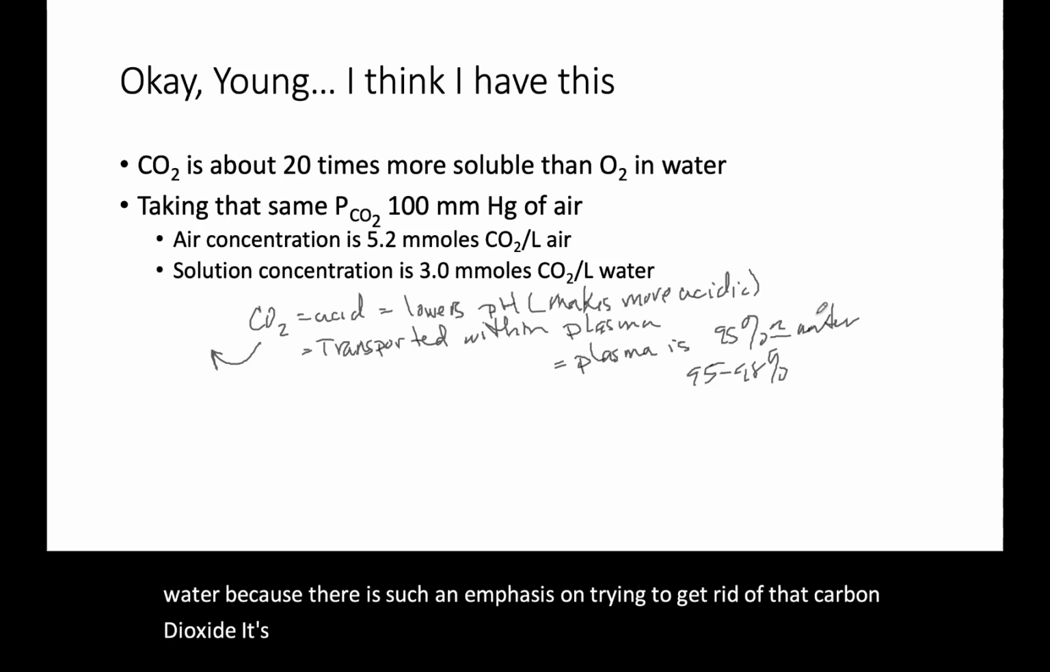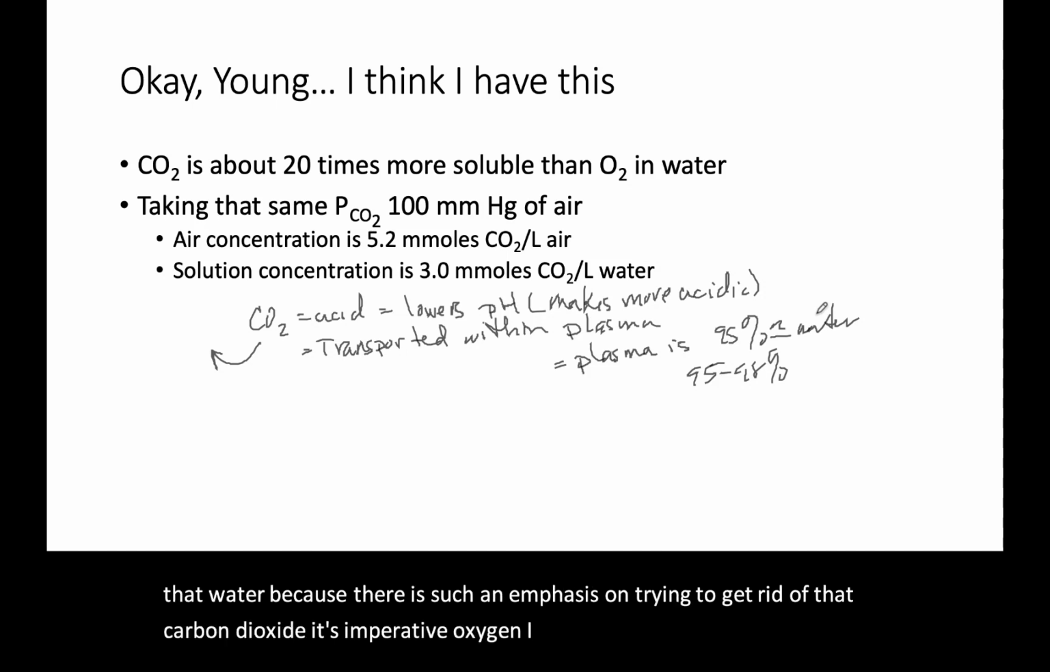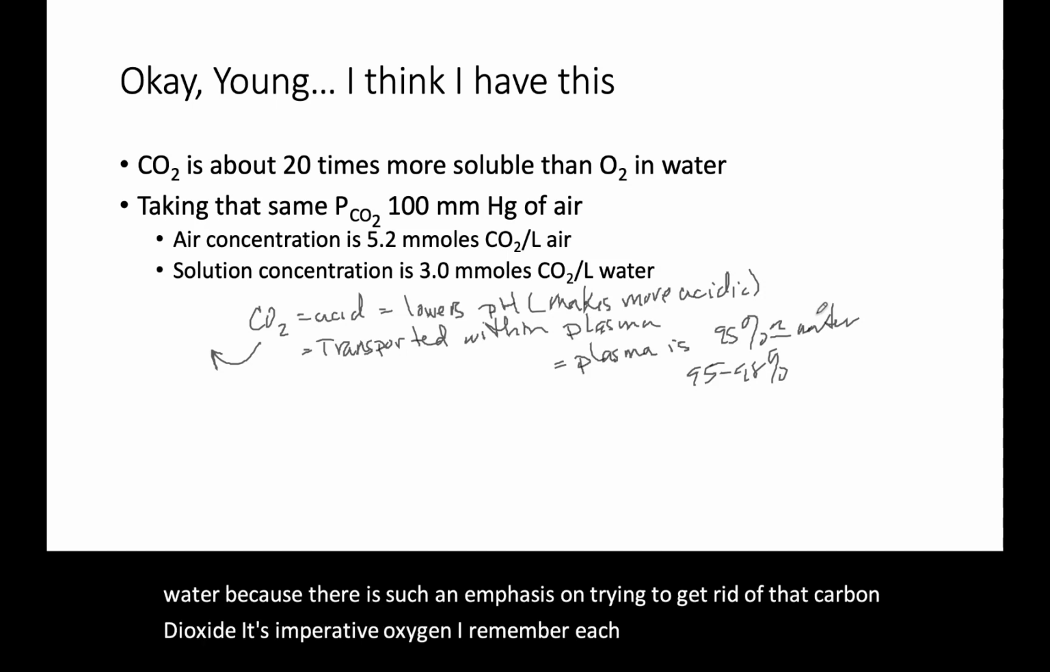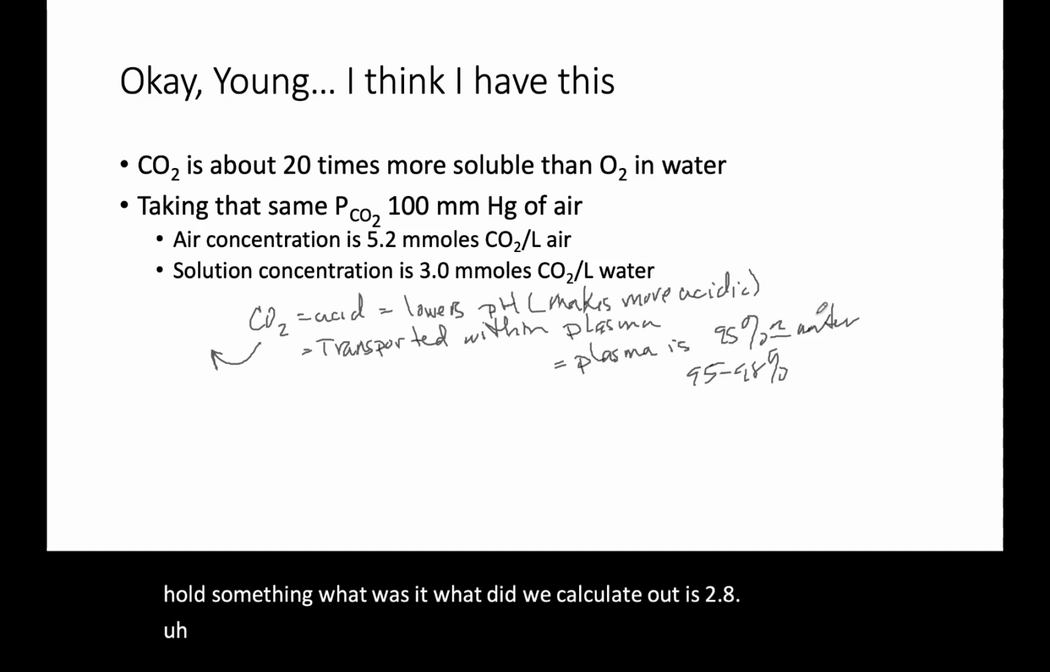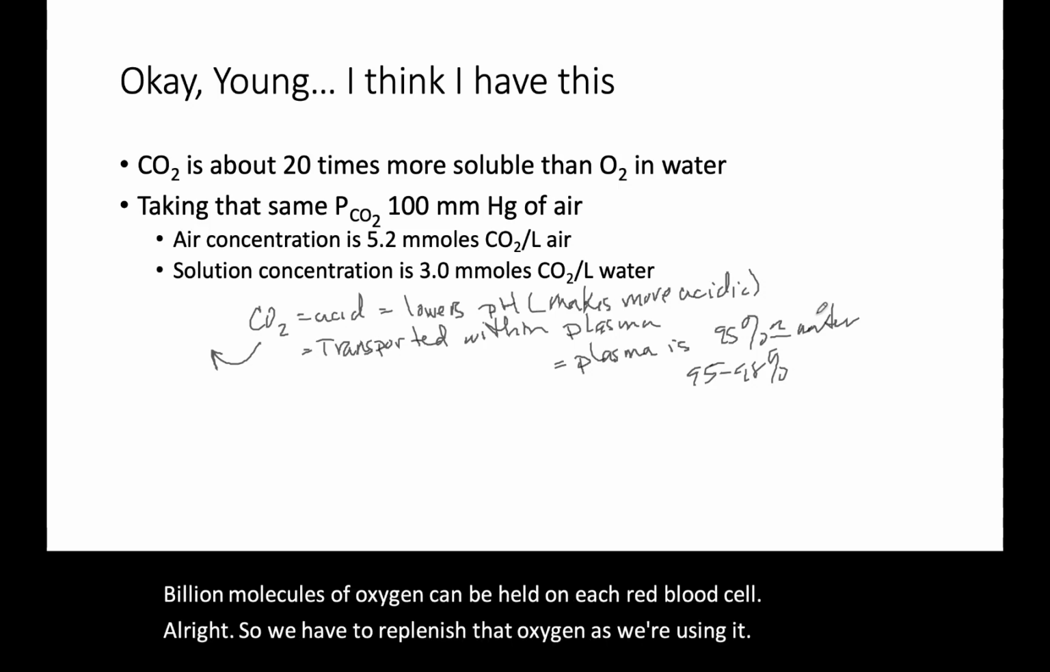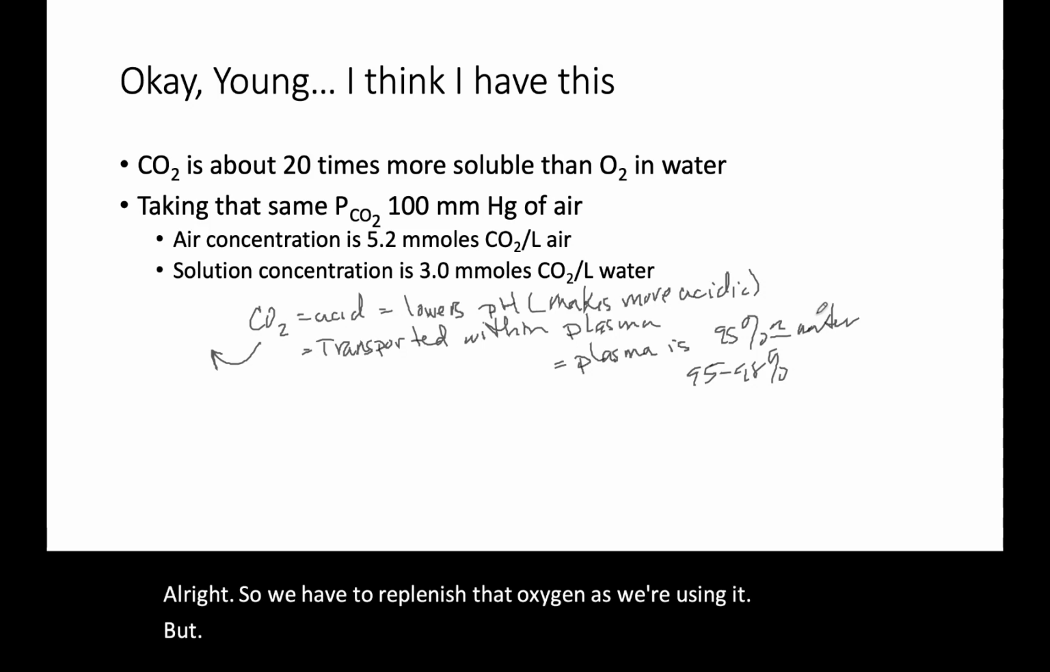Oxygen, right? Remember, each red blood cell can hold something. What was it? What did we calculate out? 2.8 billion molecules of oxygen can be held on each red blood cell. All right, so yeah, we have to replenish that oxygen as we're using it, but there's always some oxygen that is there, and so that urgency is not as bad.